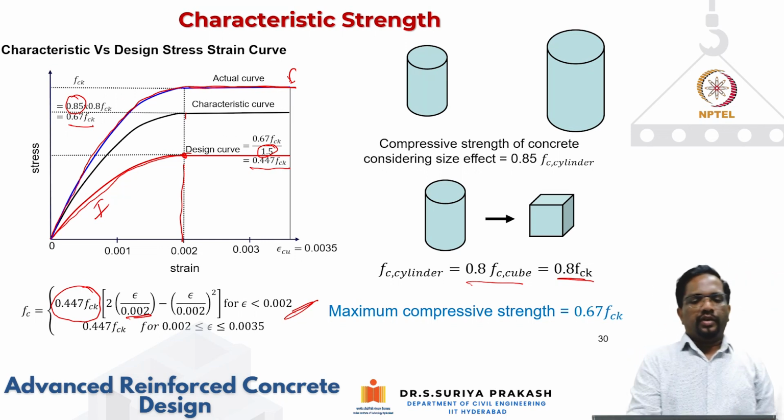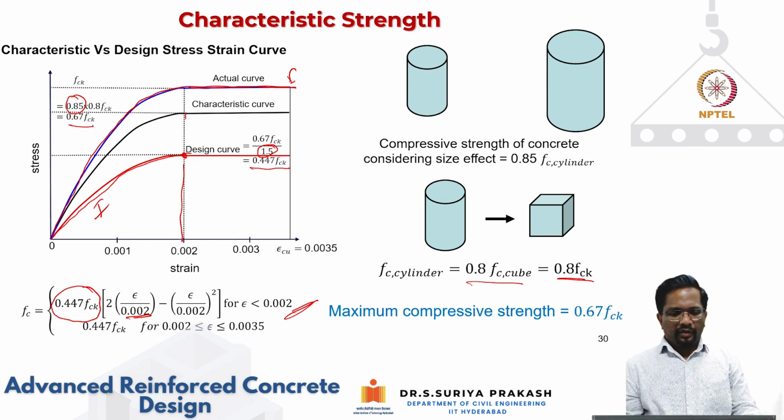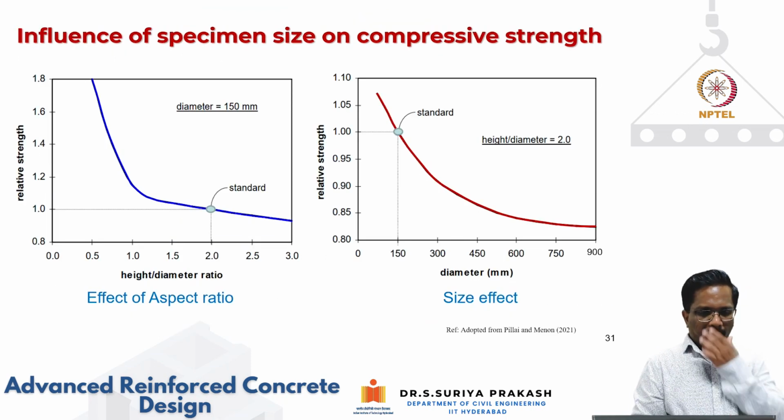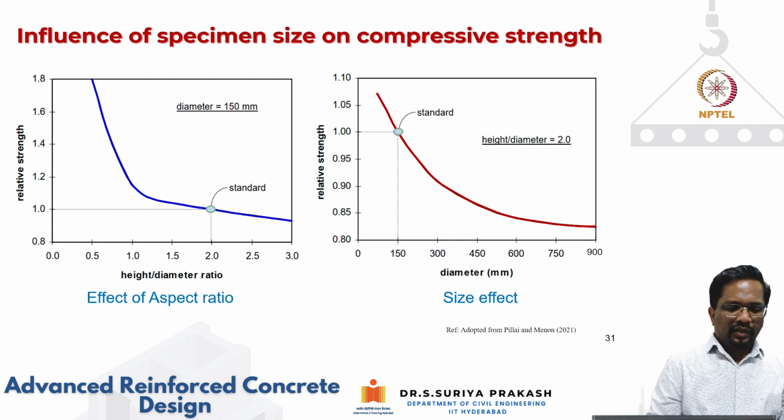But from a simplification point of view, this is an acceptable design stress-strain curve, at least for strength up to 40 to 50 megapascal. Okay. Now this is again the influence of specimen size and compressive strength. And if you test a cylinder, we are talking about the effect of aspect ratio.